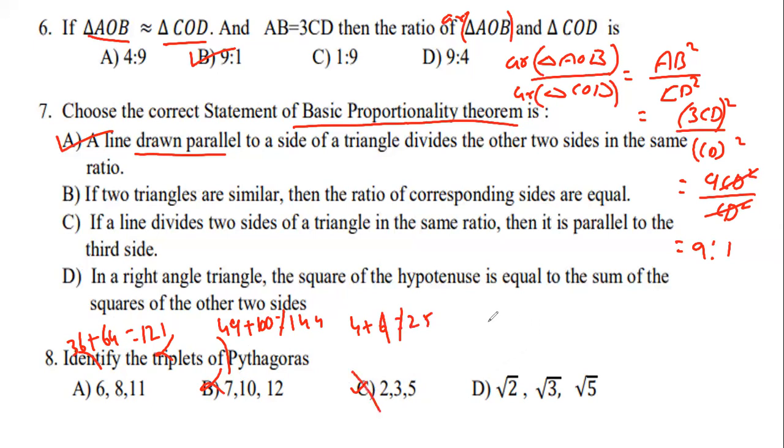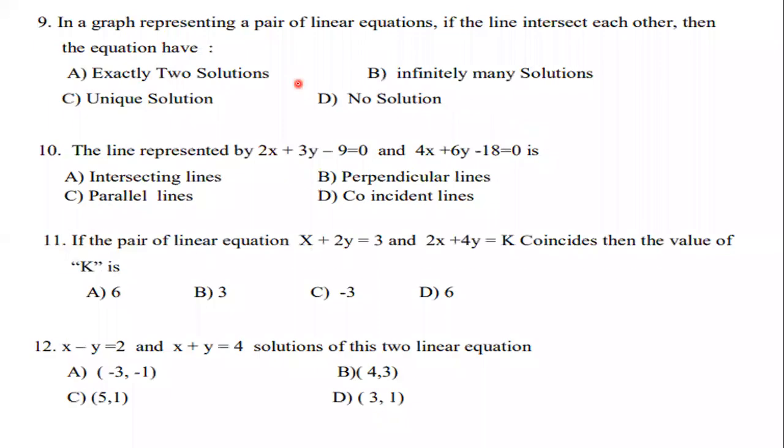Check for D. Square root of 2 whole square plus square root of 3 whole square is equal to square root of 5 whole square. Square and square root get cancelled. 2 plus 3 is 5, equal to 5. So which option is right? Option D is correct. Next, ninth sum.